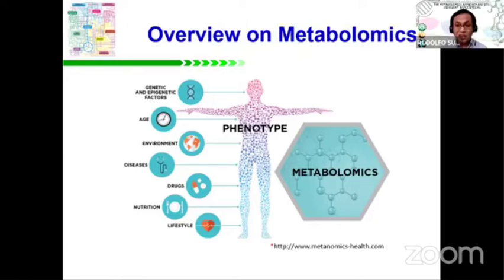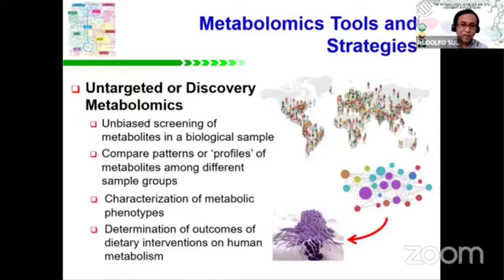And this is true for untargeted or discovery metabolomics. So earlier, Dr. Lacerna discussed the approaches in metabolomics, targeted and untargeted metabolomics. Now, untargeted metabolomics is one of the most established approaches in metabolomics, especially for the purpose of biomarker discovery with applications in the clinical setting. Now, this leads us to the traditional tools and strategies that are employed in metabolomics.